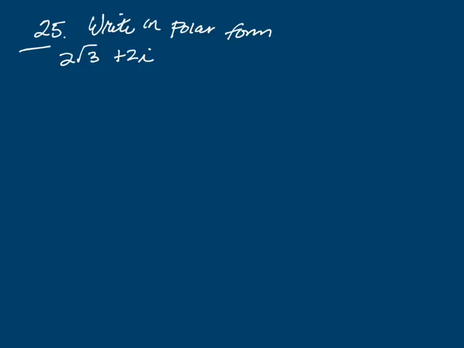Number 25 wants you to take a complex number and write it in polar form. So now we're on to our complex number problems. Remember that this complex number is in the form a plus bi. And if you remember what the polar form of a complex number looks like, it looks like r, and then it's cosine theta plus i sine theta.